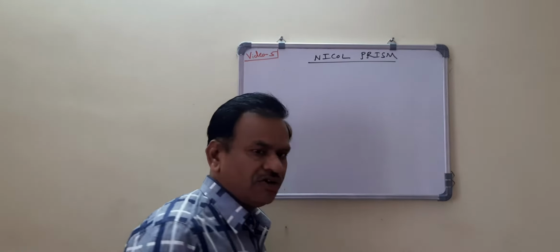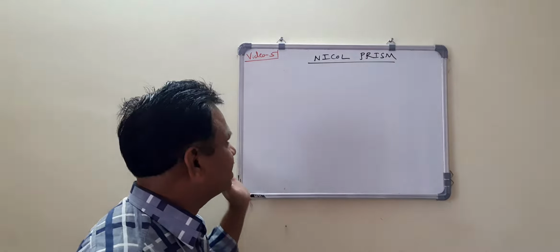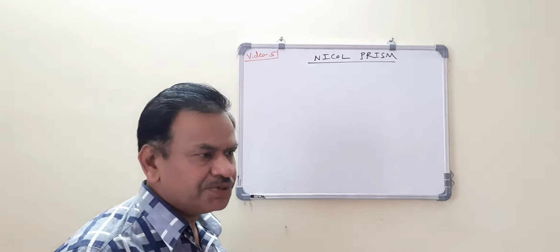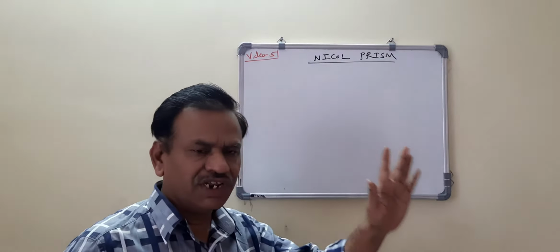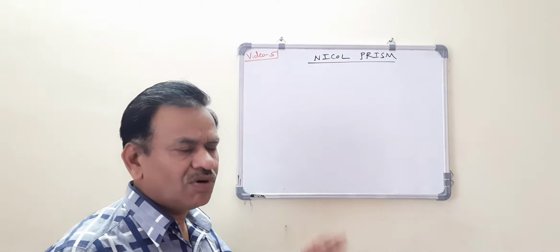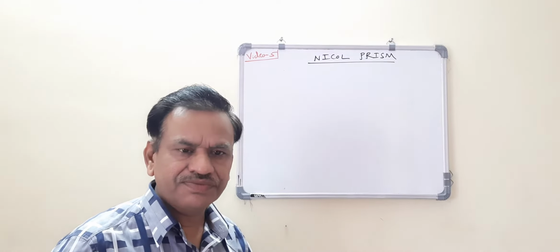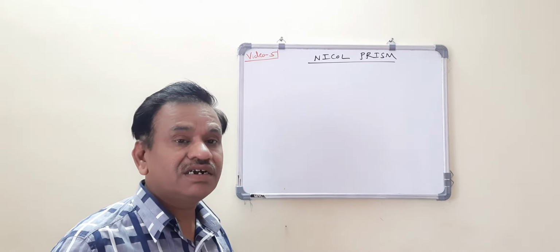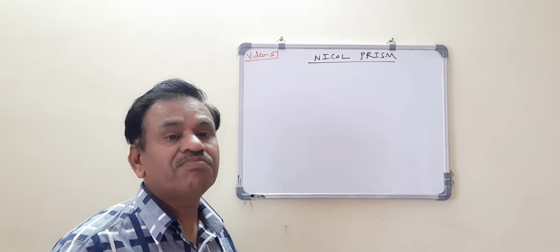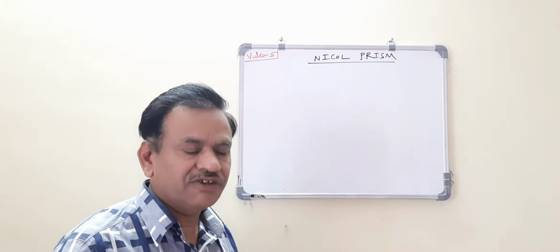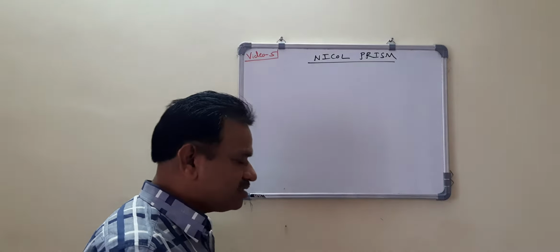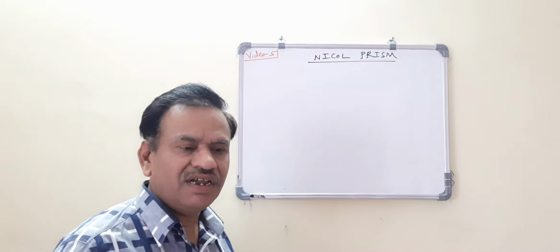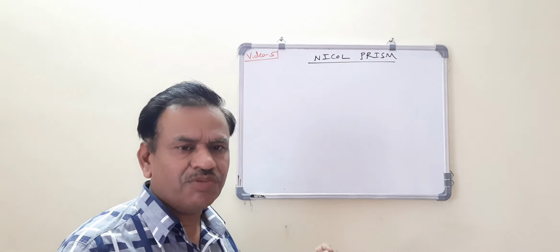Students, welcome to video number 5. Today I am going to discuss the construction of the Nicol prism and the uses of the Nicol prism, and next the production and detection of plane polarized light. If it is possible, I will also discuss circularly polarized light and elliptically polarized light.